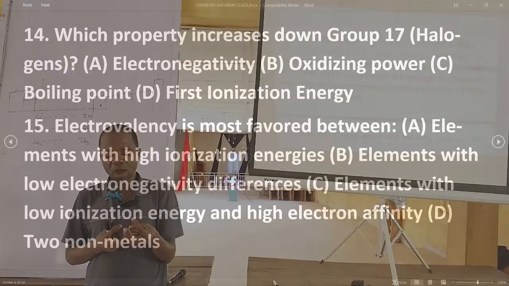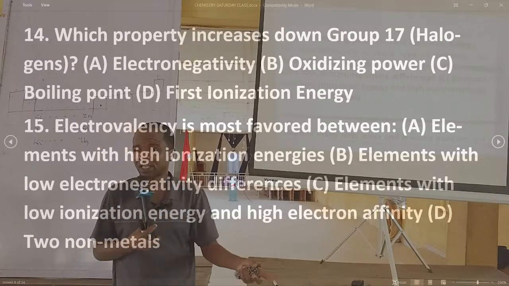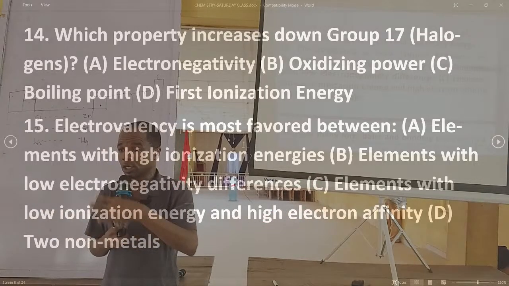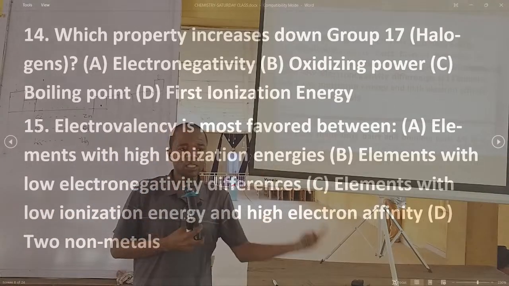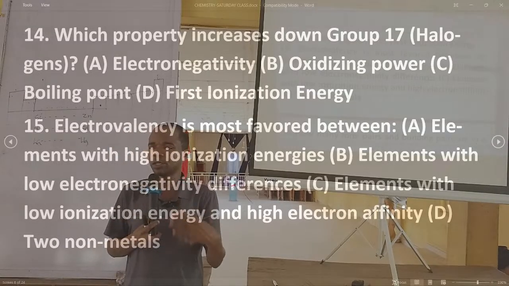The same reason why ionization energy increases across the period, due to increase in nuclear charge, is the same reason why electronegativity increases due to increase in nuclear charge. That's the same reason why electron affinity increases across the period: the increase in nuclear charge.